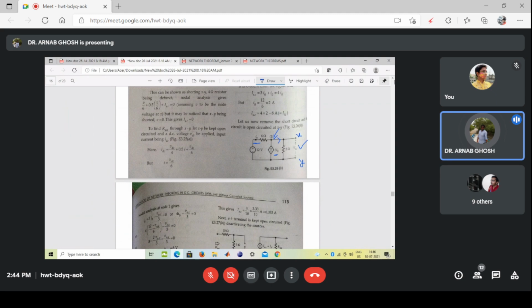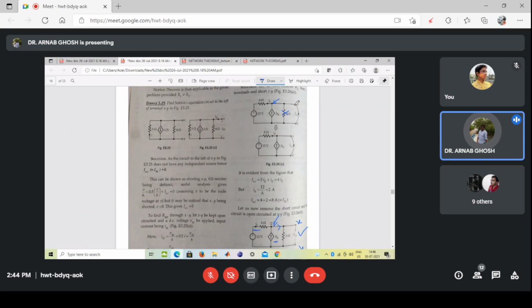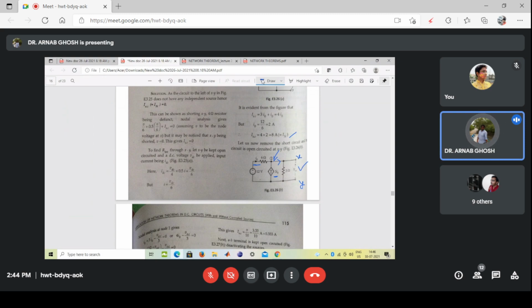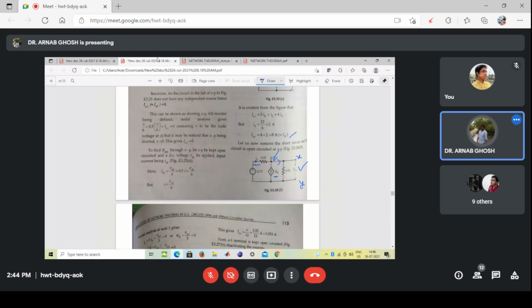Am I clear? So first we are trying to calculate the short circuit current. When the short circuit current flows, we apply nodal analysis at this node. So I0 plus 3I0 is equal to ISC, and from that we get ISC. The first step is the short circuit current, and next we calculate the open circuit voltage.